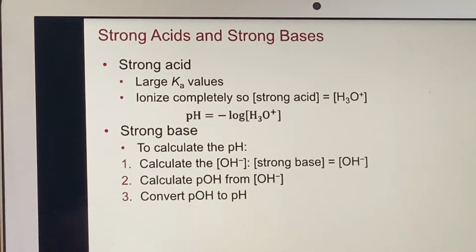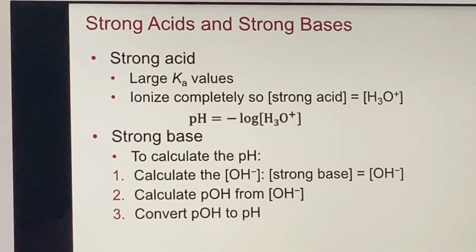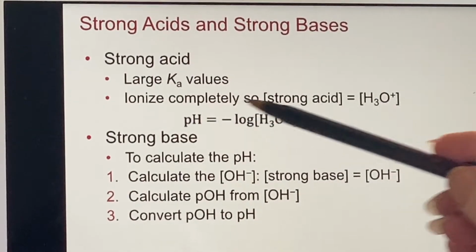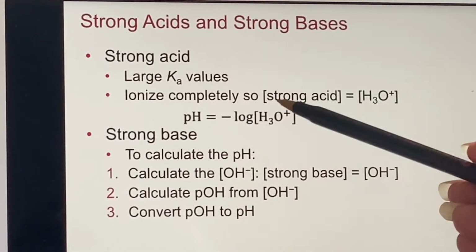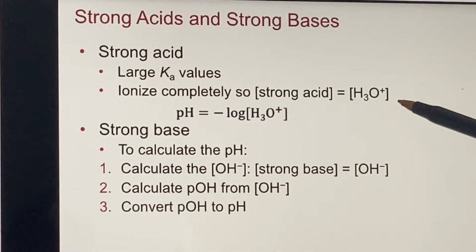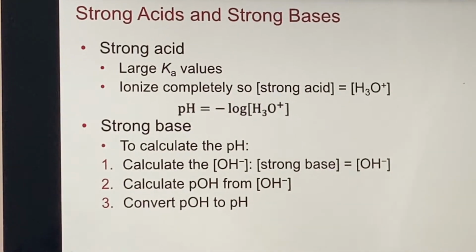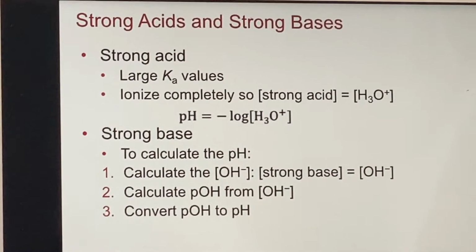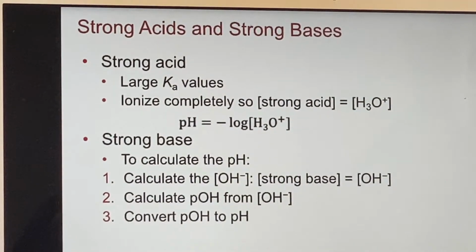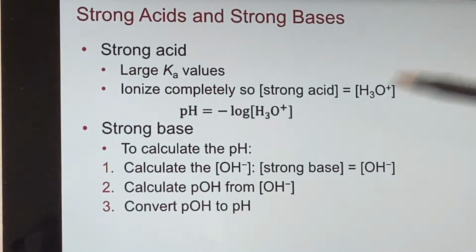Strong acids and strong bases have large, well, the strong acid has a large Ka value. It ionizes completely. So whatever the concentration of the strong acid was, is what we consider to be the concentration of the hydronium ion. Okay, caveat, you might have something that can give up more than one hydrogen, but that's rare. Like the only one that we ever talk about is sulfuric acid. We'll get to it later.